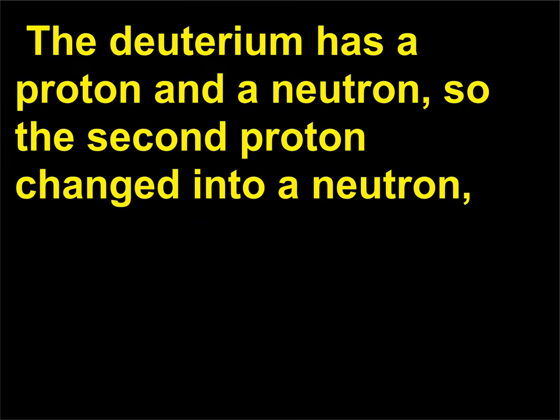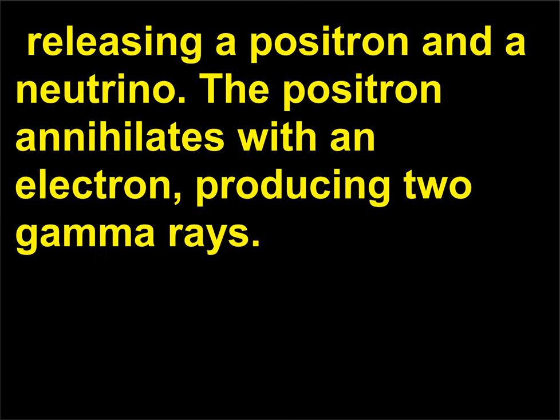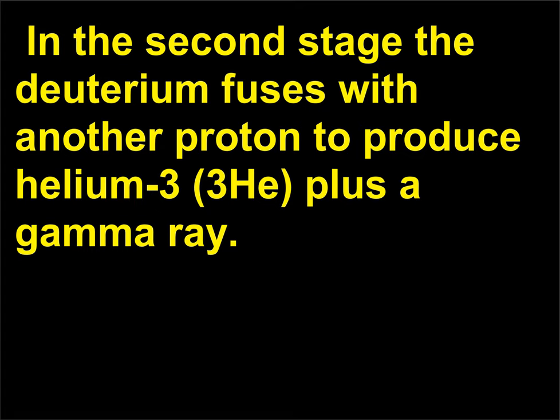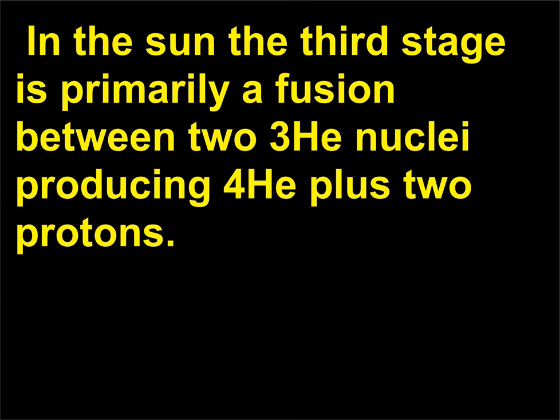The deuterium has a proton and a neutron, so the second proton changed into a neutron, releasing a positron and a neutrino. The positron annihilates with an electron, producing two gamma rays. In the second stage, the deuterium fuses with another proton to produce helium-3, 3He, plus a gamma ray. In the Sun, the third stage is primarily a fusion between two 3He nuclei producing 4He plus two protons.